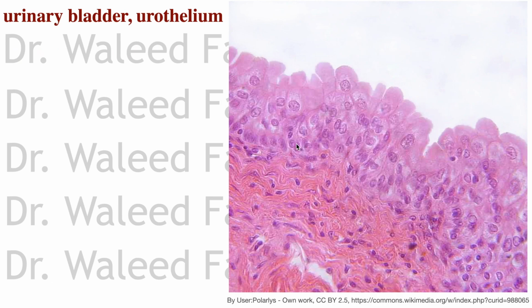This is a tissue from the urinary bladder. You can see it's stratified epithelium, but the apex cells are cuboidal cells, and it was found to change shape when the organ is filled with urine. So this section is from the urinary bladder and called urothelium or transitional epithelium.